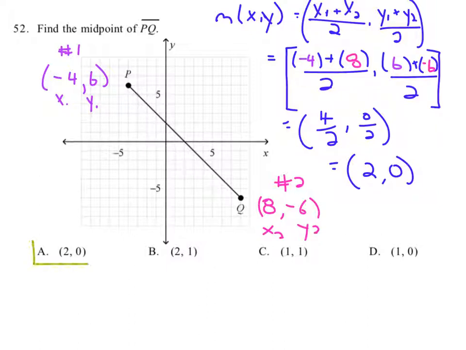And if you look at our answer choices, that's A. Plotting 2, 0, that's right here, and you can see that, at least visually, it appears to be the halfway point between P and Q. Okay, so we're going to go with that.